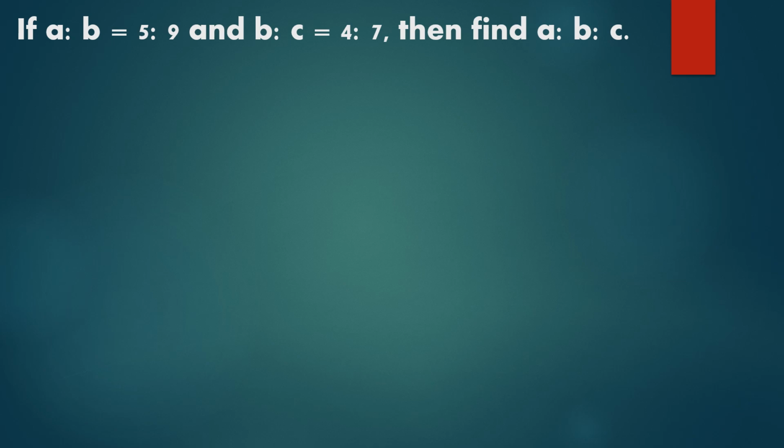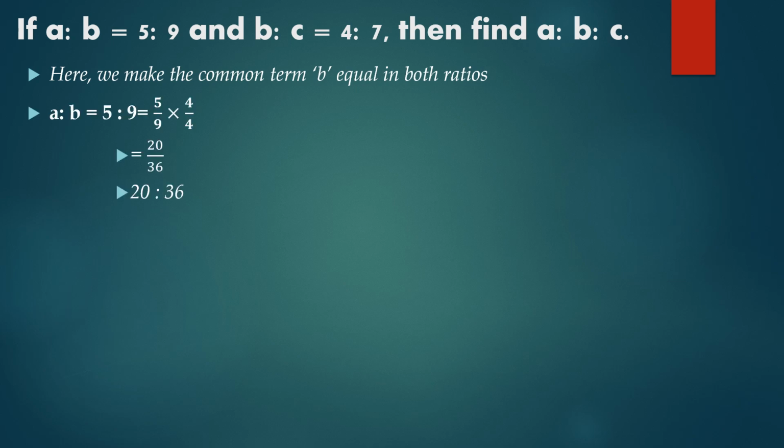If A is to B is 5 is to 9 and B is to C is 4 is to 7, then find the value of A is to B is to C. Here, we make the common term B equal in both the ratios. Here, A is to B is 5 is to 9. So, we have to multiply 5 by 9 with the first term of the second ratio, both the numerator and denominator. If you multiply by 4 and 4, we get 20 by 36. So, A is to B will become 20 is to 36. Similarly, in the second ratio, we have to multiply B is to C with the denominator of the first one, that was 9. So, we have 4 is to 7 multiplied by 9 by 9. We get 4 nines are 36, 7 nines are 63. Here, B is to C is 36 is to 63.